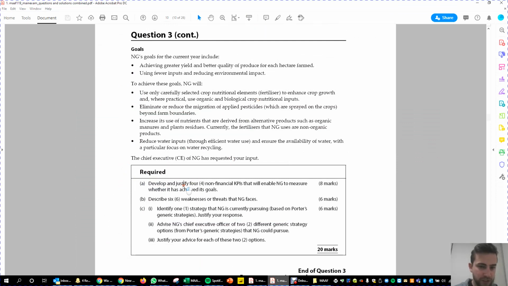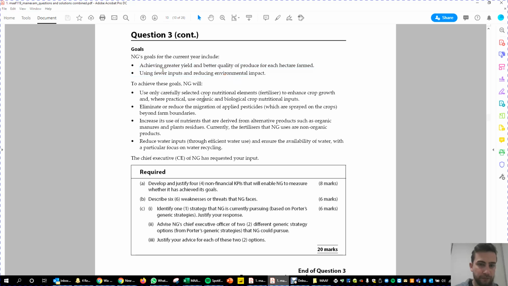But of course the question is justify as well. So we need to provide justification that this will enable them to measure whether it's achieved its goals. So this KPI is actually going to allow them to measure. So these are their goals up here. We need to link it to one of these two.